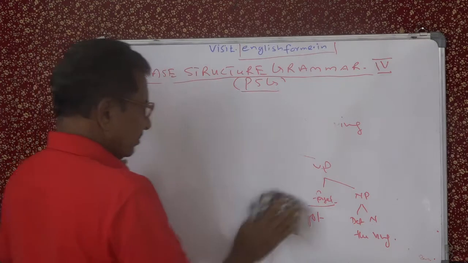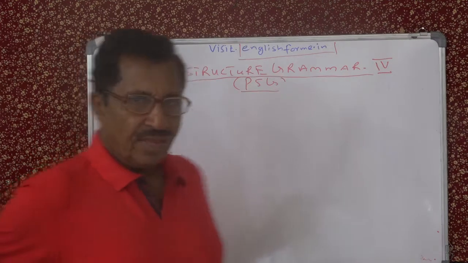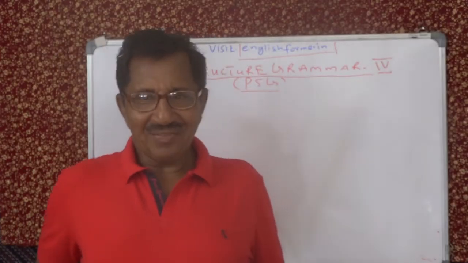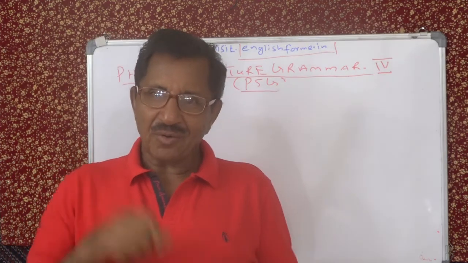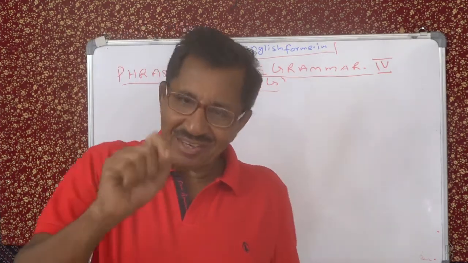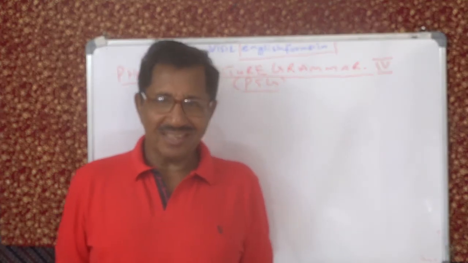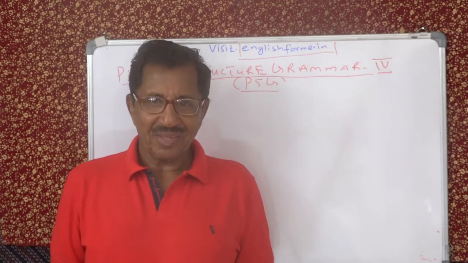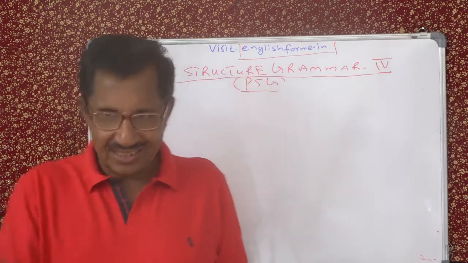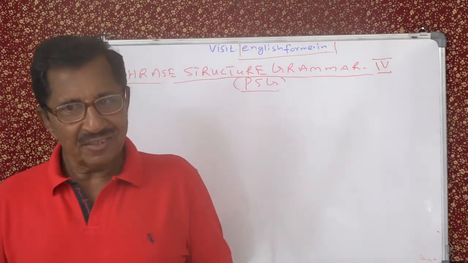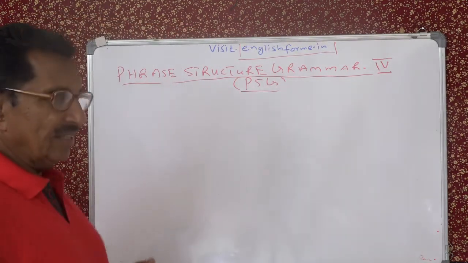Okay. Now you will immediately ask me a question, isn't it? What is the question? Can you draw a phrase structure tree for a question? Yeah. So that is one of the limitations of phrase structure grammar. That's the limitation. What can we do? To overcome this limitation, we have the next grammar, that is transformational generative grammar. Understand?